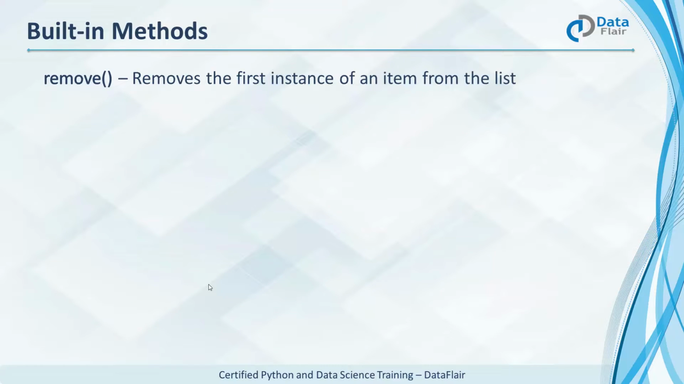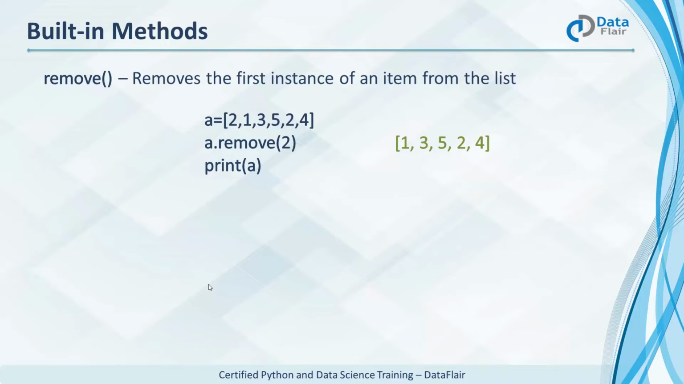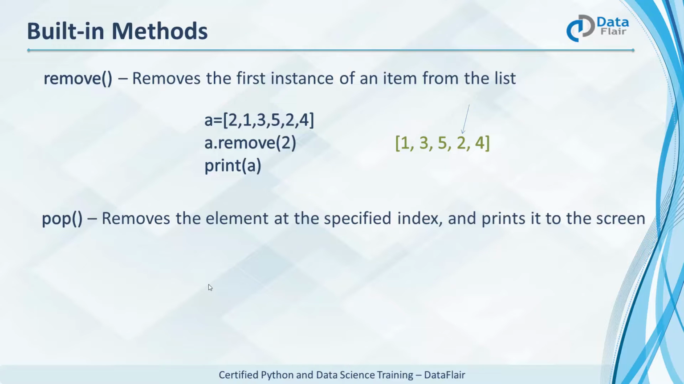Remove removes the first occurrence of an item from the list. This list has two instances of the number 2, so it removes the first but keeps the second. To pop, we specify the position of the item to remove. It removes it and prints what was removed. Pop the item at index 3. It pops 2. Now print A, and we can see that 2 is gone and the indices have been recalculated.